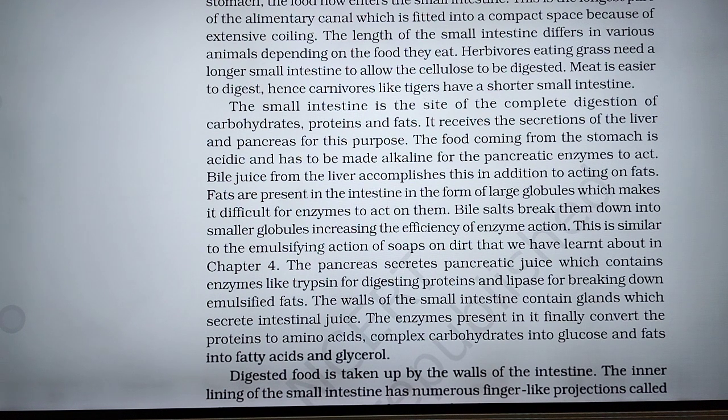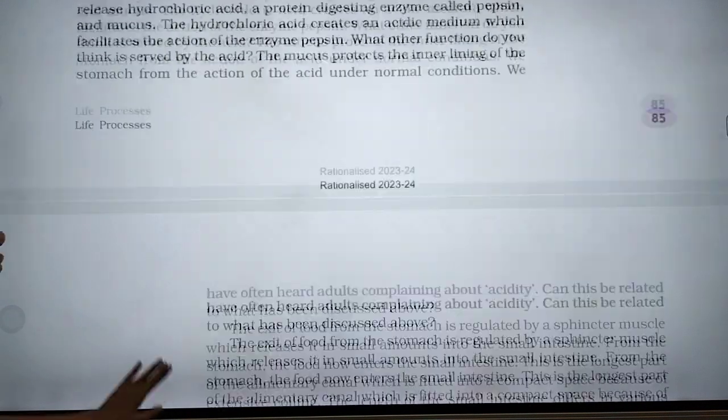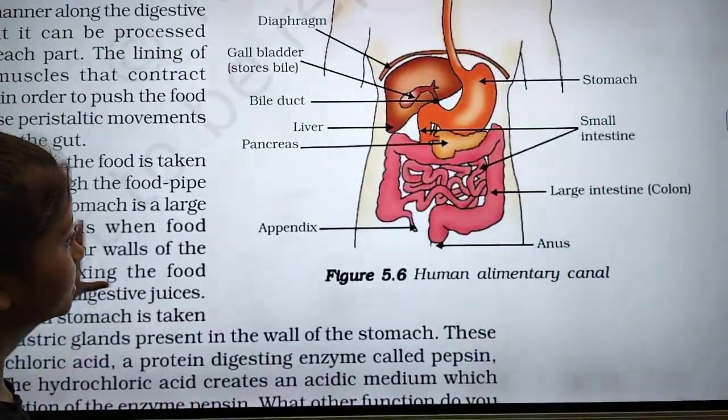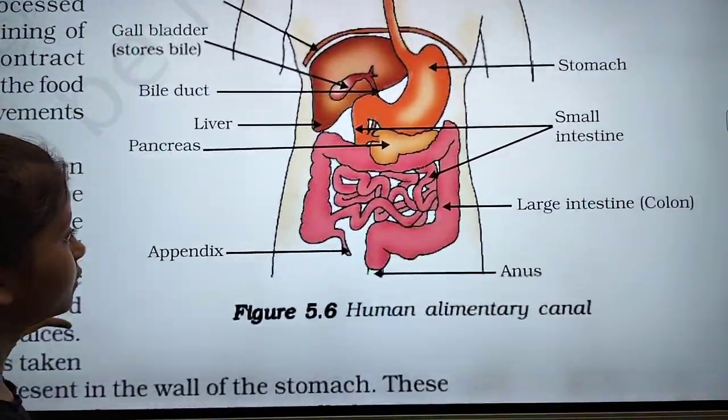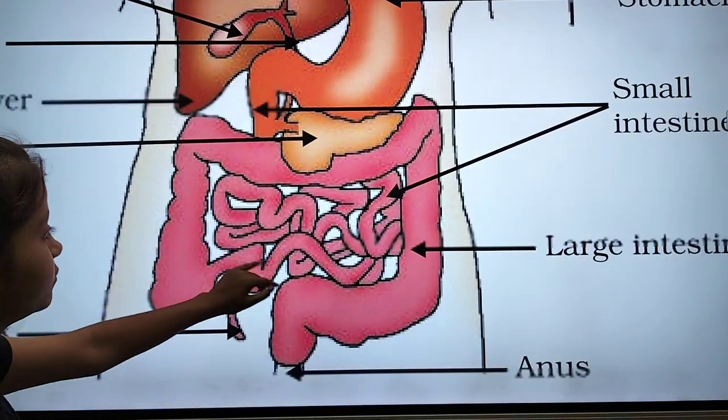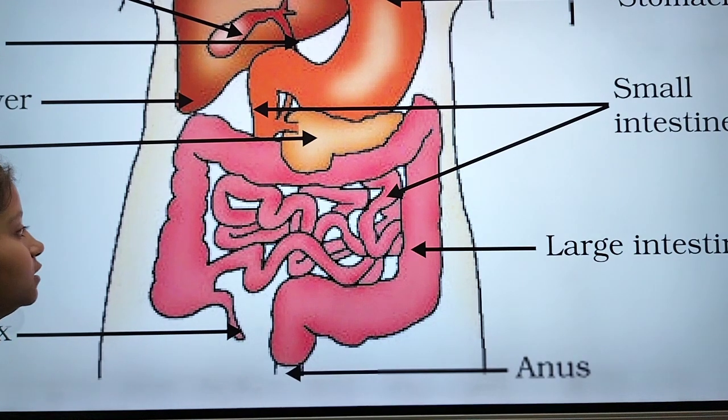It is fitted into a compact space because of extensive coiling. It means it is fitted into a very small space because of the many coils. Like I will show you in the film. Only the name is small intestine, but it is very big in length. You can see here it looks very small, but because this intestine is coiled.